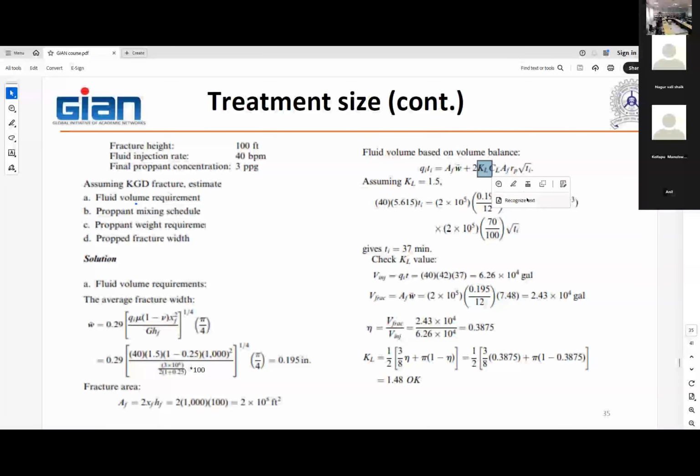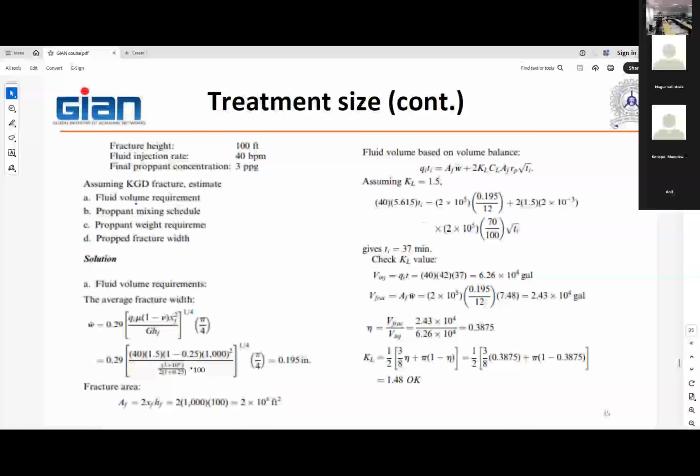KL is something we do not know, so for this you assume KL equal to 1.5. Put 1.5 here. And then the area of the fracture is what? Oh, sorry, it's 2 times 10 to the 5 feet squared. So this is the area of the fracture.